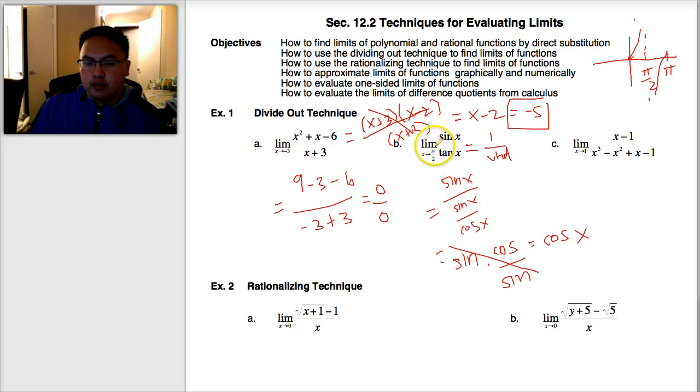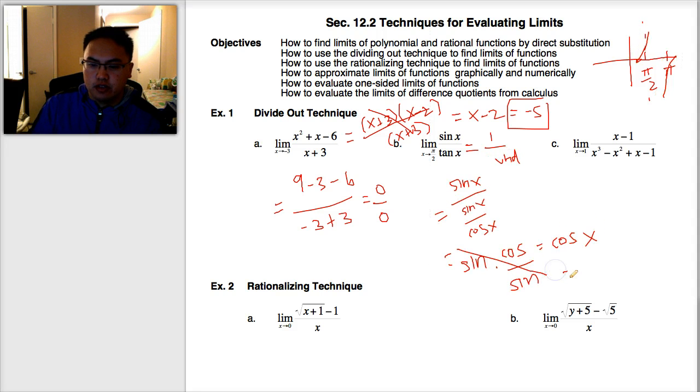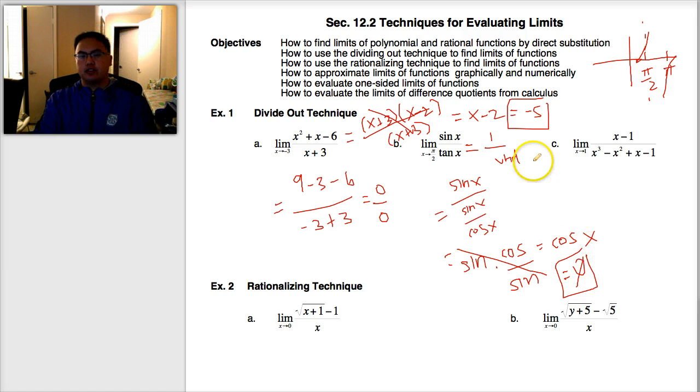Okay? Now I could do my direct substitution, my substitution method. Cosine of pi over 2, looking at your unit circle, is just 0. And 0 is an acceptable answer. It's 0 over 0 that's confusing.